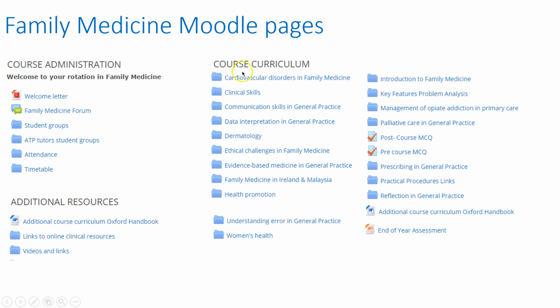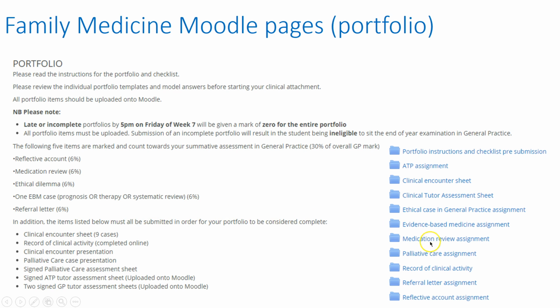The course curriculum is a whole range of topics that are relevant to family medicine. And then there are additional resources, such as links to online videos, about patient experiences, about clinical skills, and so forth. There's also a link through to the Oxford Handbook, 4th edition. Also on the same screen is an outline of the portfolio of assignments which you must upload. They all have model answers and templates for completing your assignment and uploading.